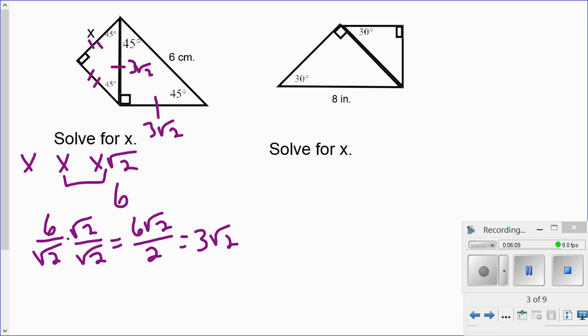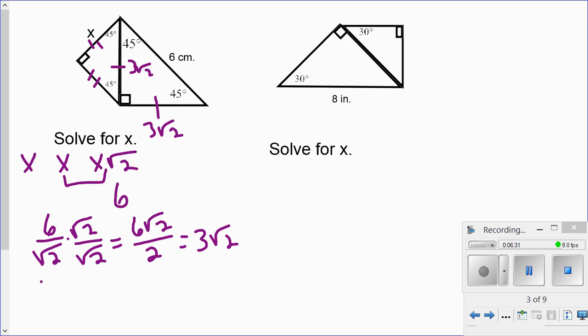Now, that's not what I was supposed to find. I'm supposed to find x, which is up here in the other triangle, but that's going to help me to figure out what x is. So again, I'm going to my ratio x times the square root of 2, and I know the hypotenuse of that triangle is 3 times the square root of 2.